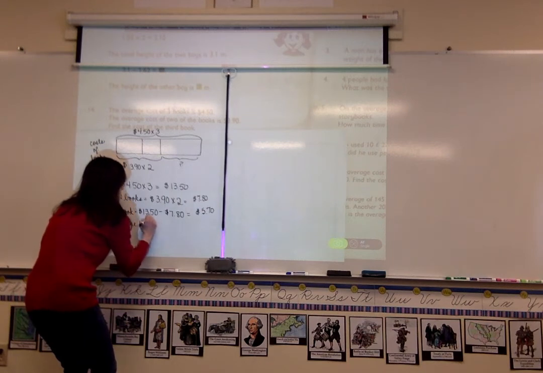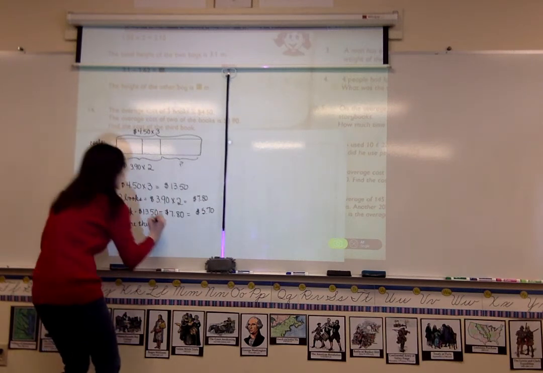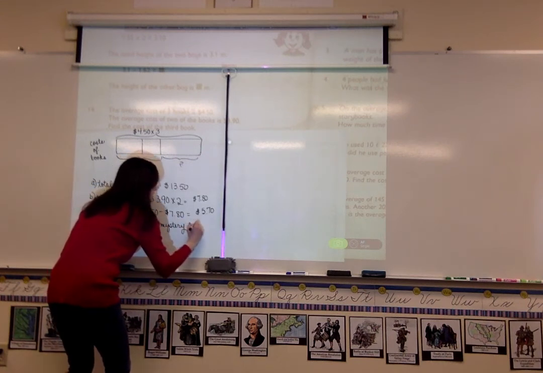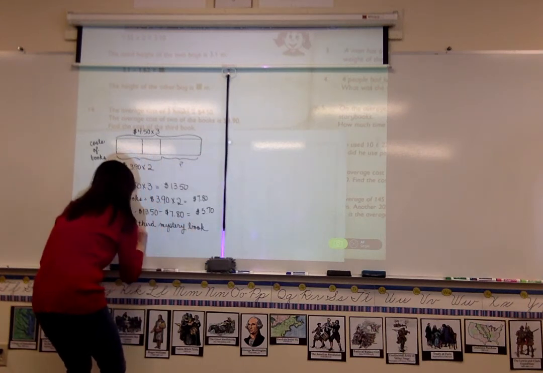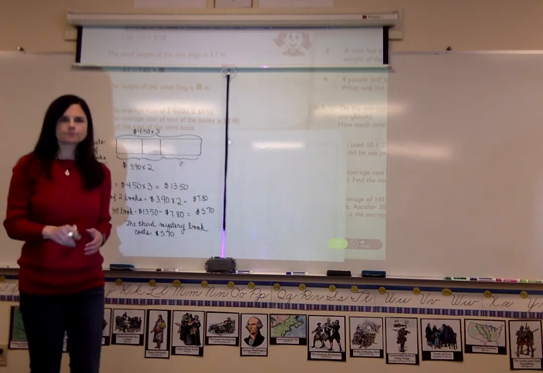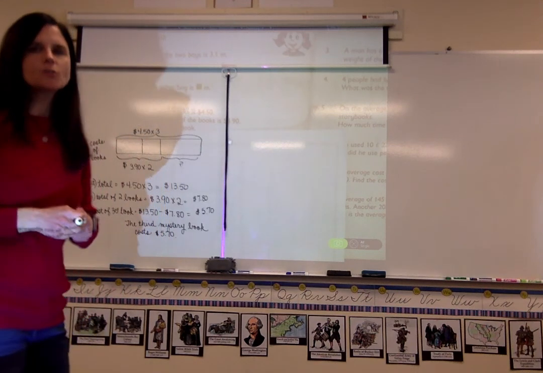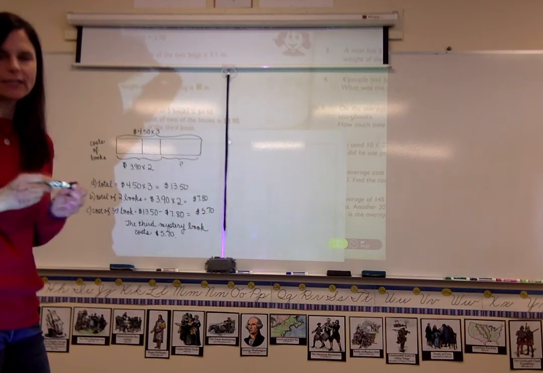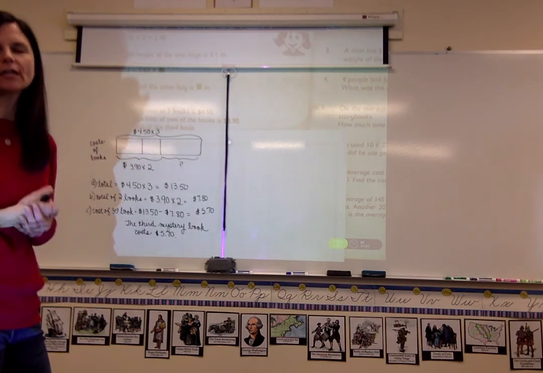Third mystery book costs $5.70. Okay, so these are two example word problems where you'd be calculating average or using average to calculate total.